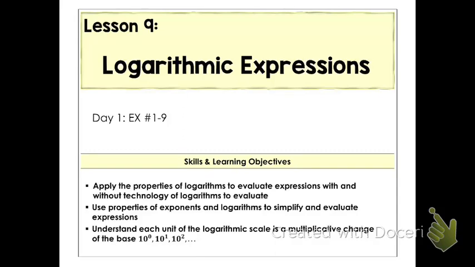All right, lesson 2.9, logarithmic expressions, and this is a one-day lesson. So our skills and learning objectives are going to be to apply the properties of logarithms to evaluate expressions with and without technology. We're going to use the properties of exponents and logarithms to simplify and evaluate expressions, and understand each unit of the logarithmic scale is a multiplicative change of the base, 10 to the 0, 10 to the first, 10 squared, etc.